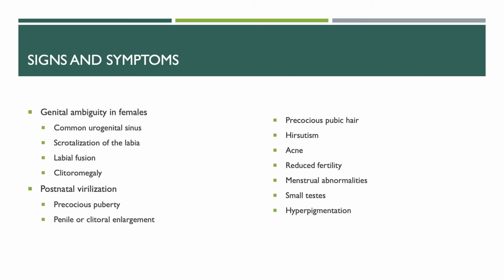This slide lists the viralizing symptoms of congenital adrenal hyperplasia. The main signs that occur at birth or prenatally occur mainly in females. This is because in males, the main source of testosterone is from the testes and not from the adrenal glands. Therefore, there is not much effect on the genitalia early on.